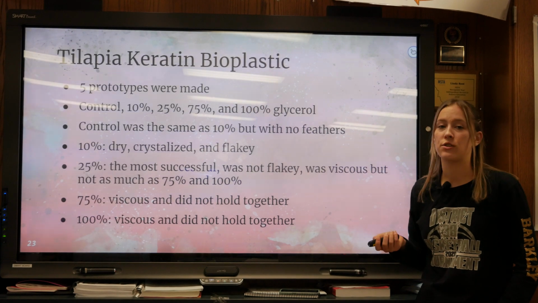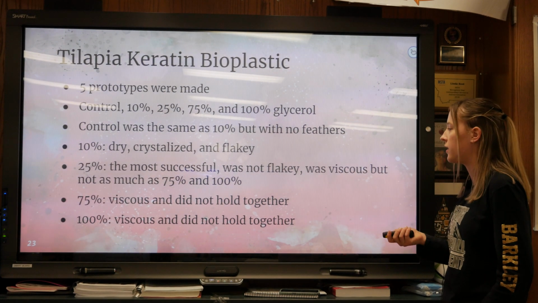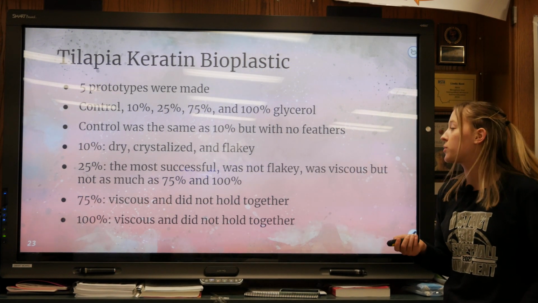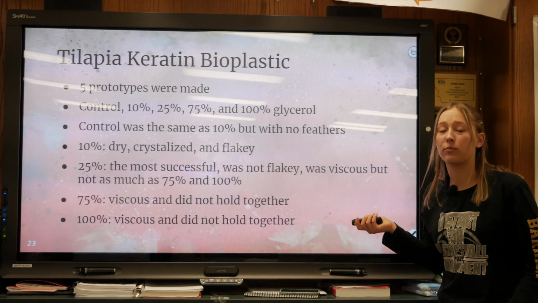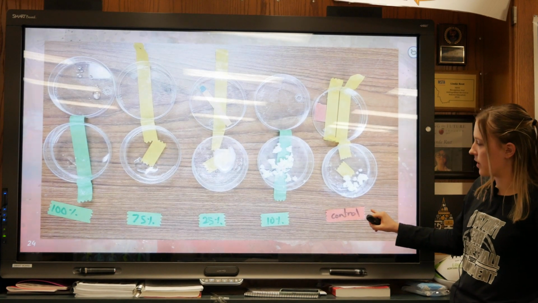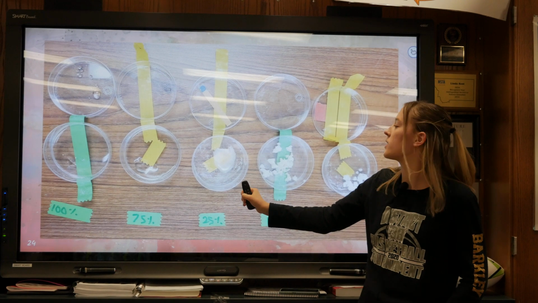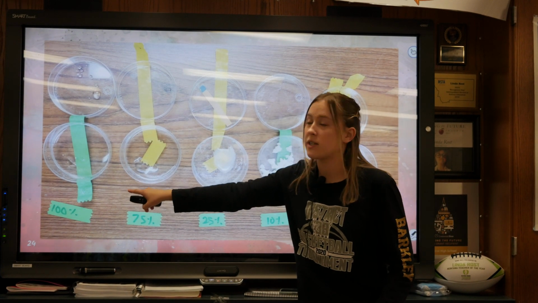The 10% was dry, crystallized, and flaky. The 25% was the most successful. It was not flaky. It was viscous, but not as much as the 75% and the 100%. The 75% was viscous and did not hold together, and the 100% was the same. Here is a picture of each. There's my control, 10%, 25%, which I said was the most successful, 75% and 100%. You can see how these are both viscous.